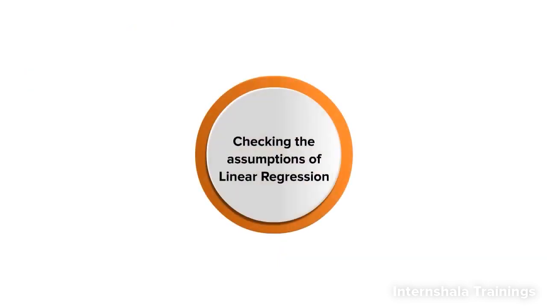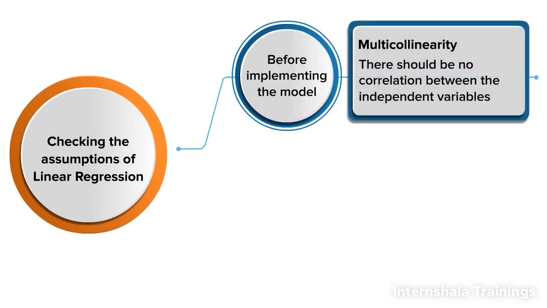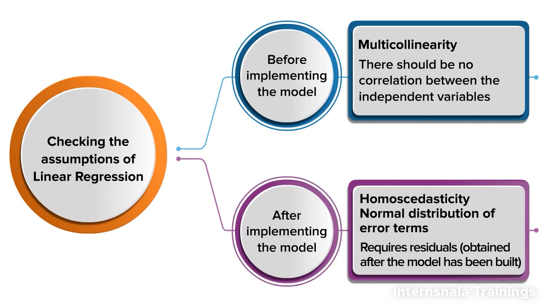Now, an important thing to note is that some of the assumptions of linear regression need to be checked before the model implementations, such as multicollinearity. This is because we do not want the correlation between the independent variables in our model. On the other hand, we check some assumptions like homoscedasticity, that is constant variance of the error terms, and the normal distribution of the error terms after the model implementation. As to check these assumptions, we require the residuals, which can only be obtained after the model has been built. So let's dive into implementing linear regression.